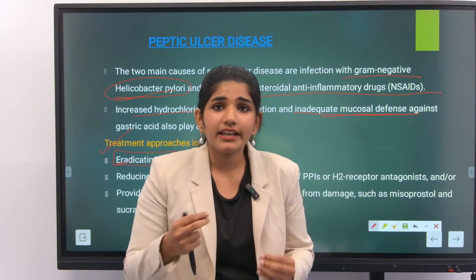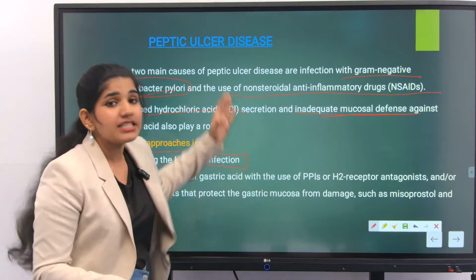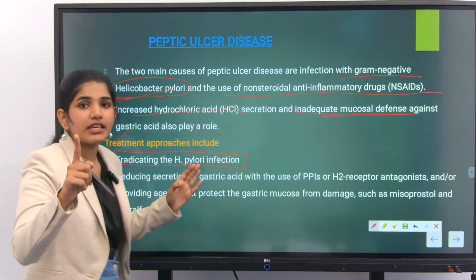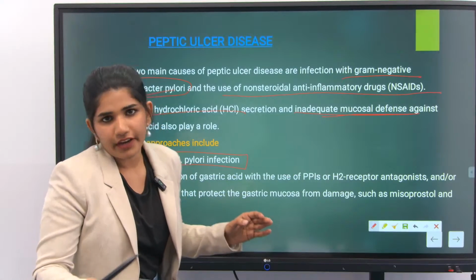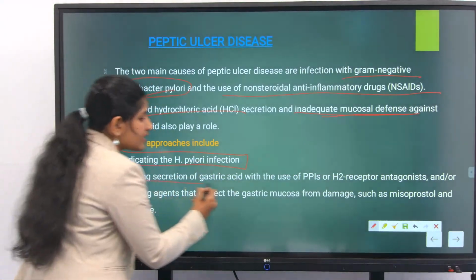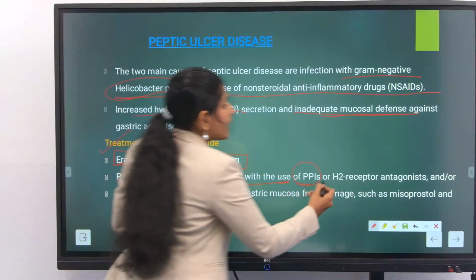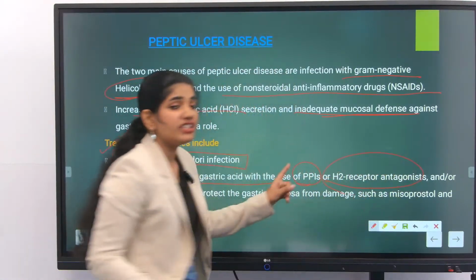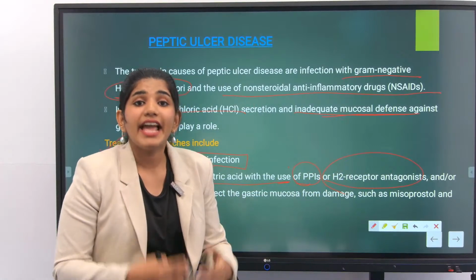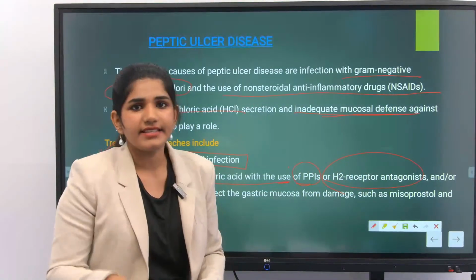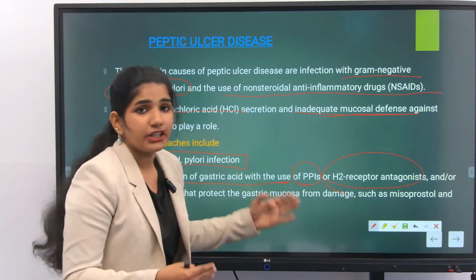This Helicobacter pylori, H. pylori, is the causative organism for peptic ulcer. So first treatment approach, we have to eradicate the H. pylori infection. Second one, reducing the secretion of acid with the use of proton pump inhibitors or H2 receptor antagonists. What these proton pump inhibitors and H2 receptor antagonists do is help to reduce the gastric acid secretion. So we can use these oral drugs for these conditions.